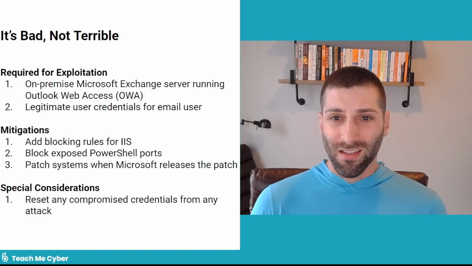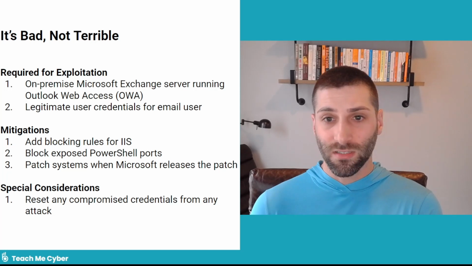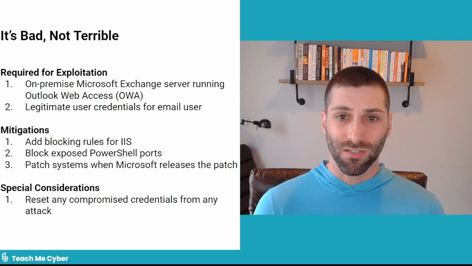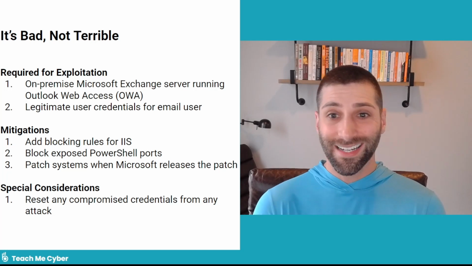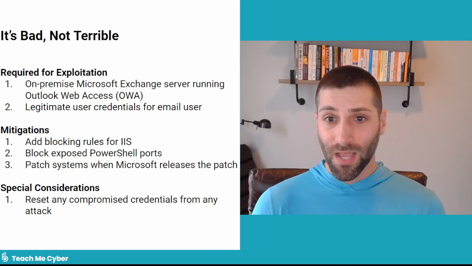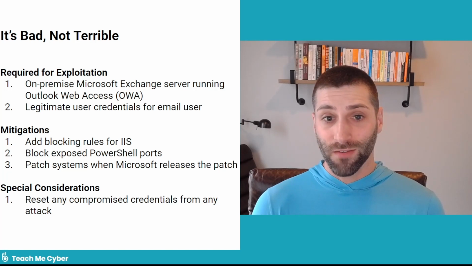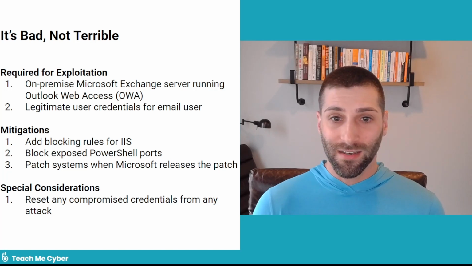So the TLDR on this is, yeah, it's a bad vulnerability. It can result in the compromise of the system, but we're not going to be looking at some mass exploitation event like we did with ProxyShell. So we got a little bit of time for the defenders to get in there, get these mitigations in place, and patch those systems when that patch comes out. So overall, not too bad, but still something to pay attention to. And we'll just wait for the next vulnerability on these on-premise Exchange servers to come around and deal with that next one at that point.